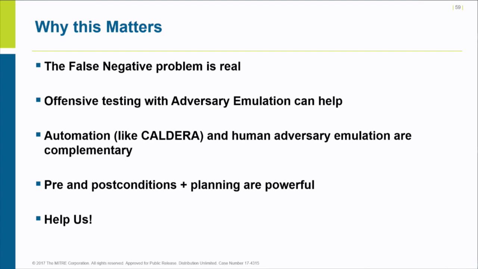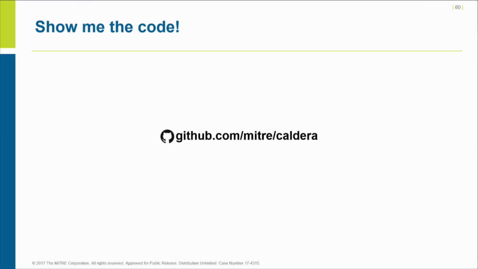Pre and post conditions. We spent a lot of time talking about that. Hopefully we didn't bore you. I think it's really interesting. And if you get anything from this talk, it's that thinking about this problem as a planning problem can be really powerful. And finally, this is a difficult problem. We're open sourcing it because we think it can help the community and help you. And finally, this is the GitHub. This is the repo. Feel free to download the code and use it.